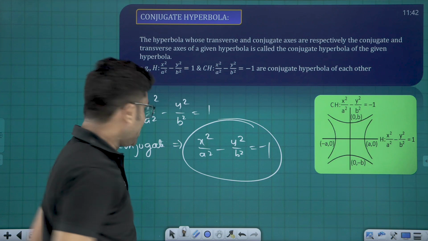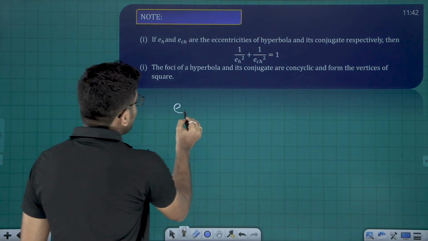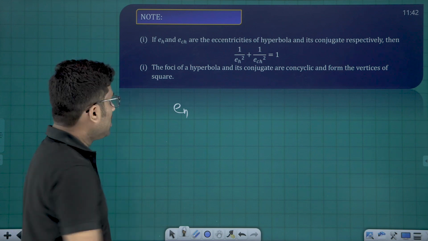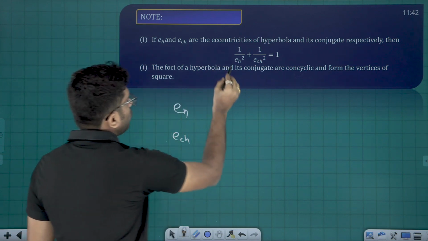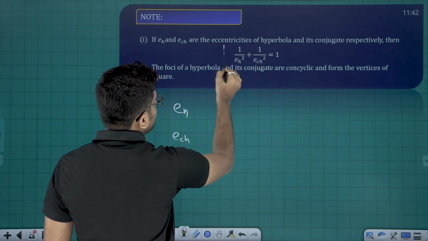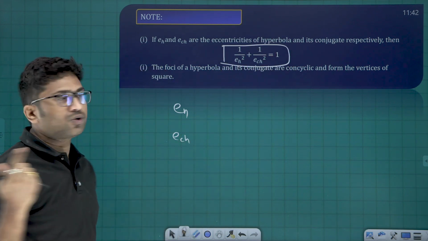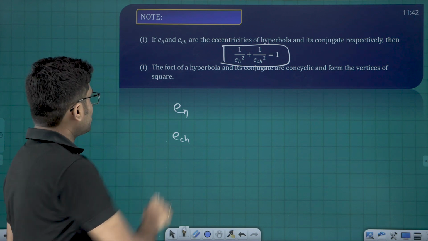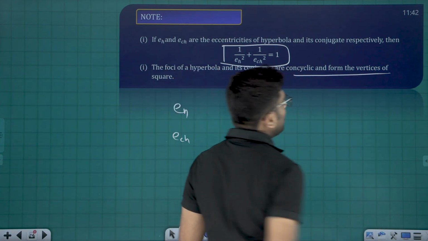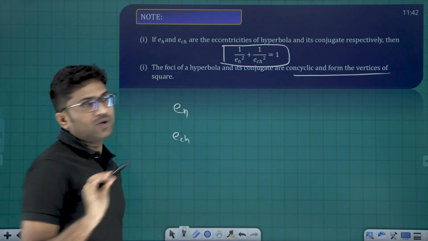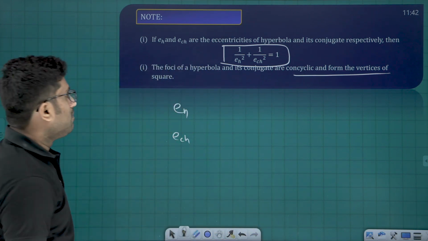This is conjugate hyperbola. If EH denotes the eccentricity of a hyperbola and ECH denotes the eccentricity of the conjugate hyperbola, then 1 by EH square plus 1 by ECH square will always be equal to 1, which is one important relation with respect to 2 in hyperbola, friends. The foci of a hyperbola and its conjugate are always concyclic and form the vertices of a square: (A, 0), (-A, 0), (0, BE) and (0, -BE).